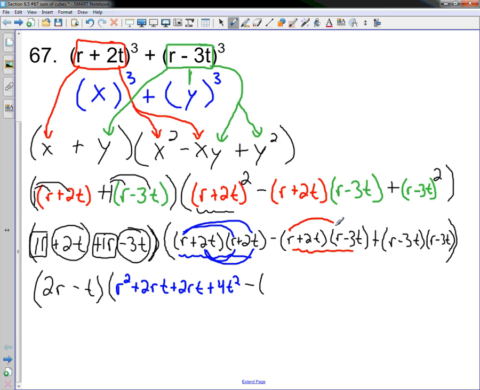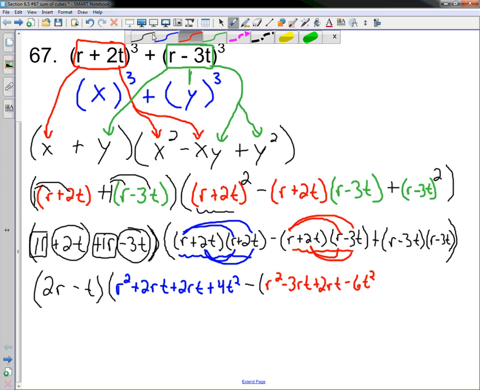So r times r gives me r squared. R times negative 3t gives me negative 3rt. 2t times r gives me plus 2rt. 2t times negative 3t gives me negative 6t squared. And I'm going to close the parentheses. Okay, so make sure you notice that subtraction sign there. Plus, now we have everything that's left over for this third one when we FOIL.